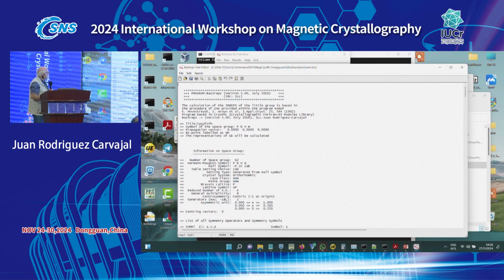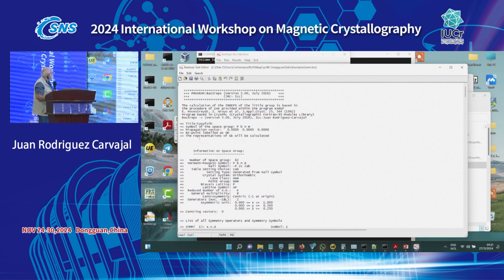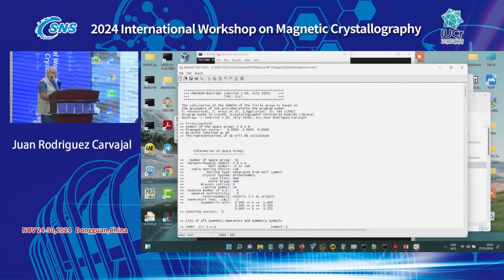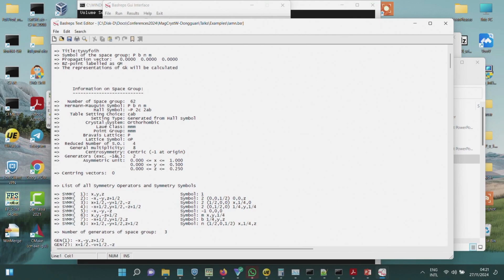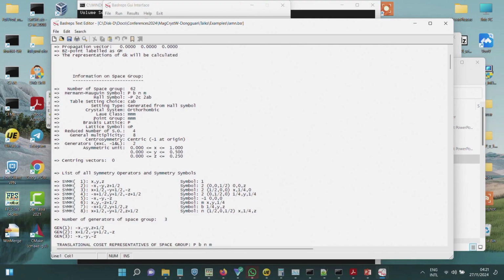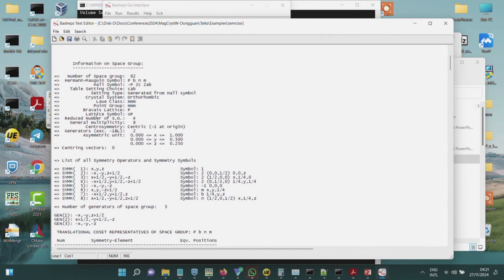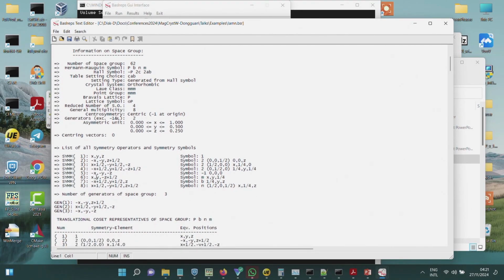The program is based on CrysFML. This is the version, well, I have not changed that, it's more recent than that. You have the symbol, the space group, the propagation vector group, the Brillouin zone label GM, the representation of GK that will be calculated. Then information on the space group. This is exactly the same as you see when you use FullProf, because we are using CrysFML, in which all the symmetry operators and things are inside. In fact, all this is calculated. It's not a table. We calculate automatically, but it's quite fast.